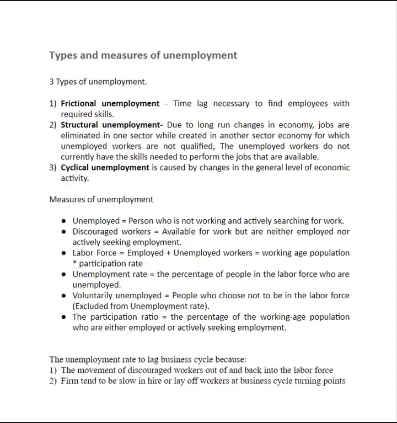Hi, today we're going to talk about types and measures of unemployment. There are three major types of unemployment. First one is frictional unemployment. So there's a tight gap between when an employer wants to hire a person and when it actually hires a person.